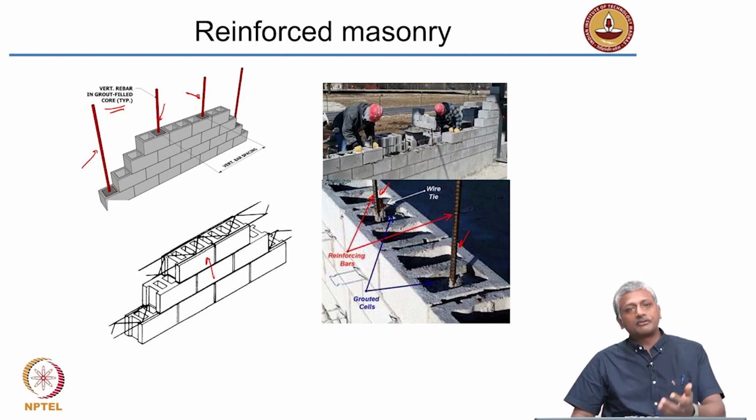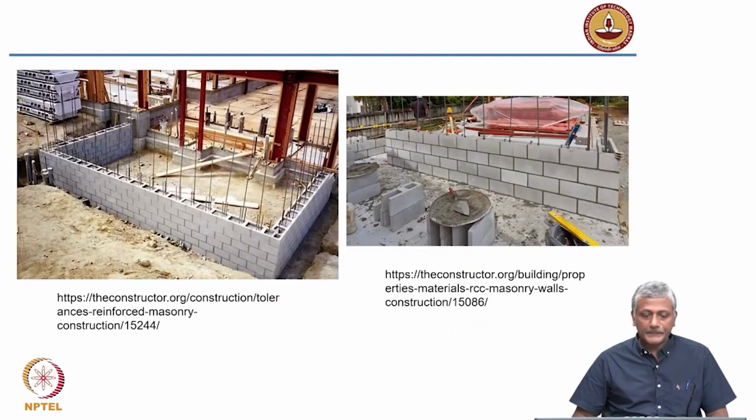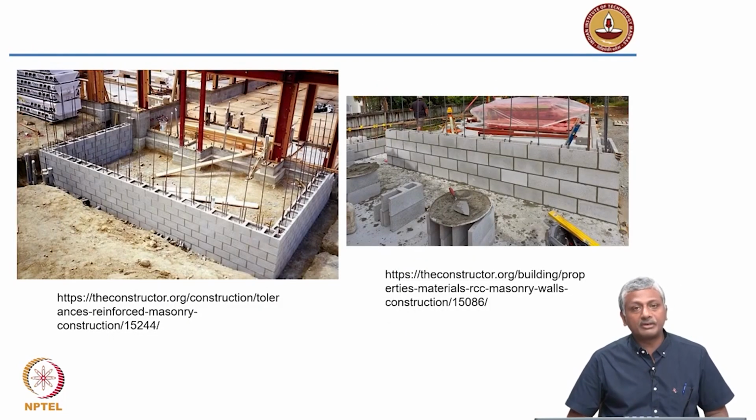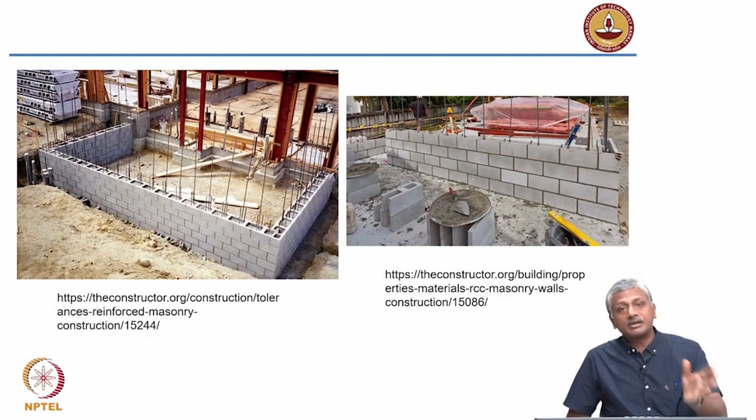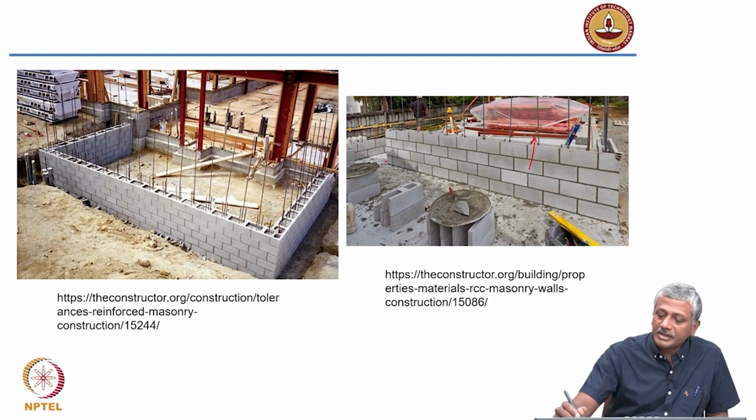Again, grout is nothing but a flowable mortar which goes and fills up the gaps and hardens so that the steel bar is kept in place. Again, another example of a reinforced concrete block masonry. Not reinforced concrete, but reinforced concrete block masonry. Again, here the cavities where the reinforcement is provided are marked quite nicely.